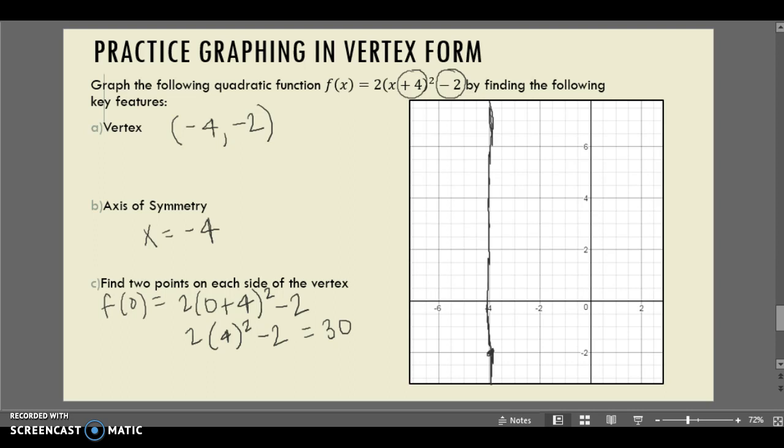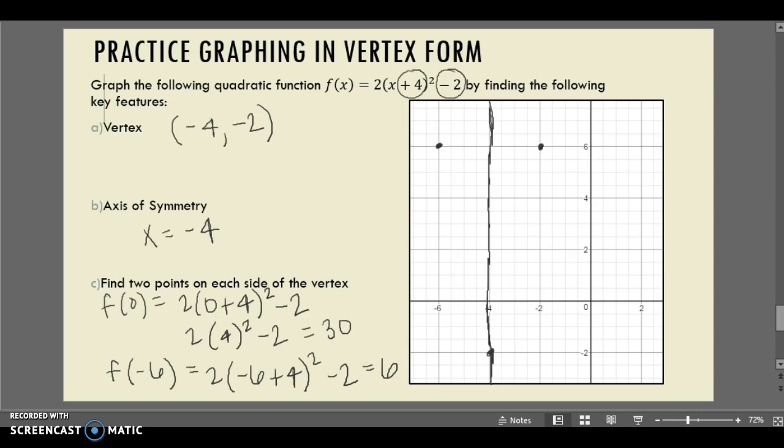Let's plug in negative 6 and see what happens when we have negative 6. So 2 times negative 6 plus 4 squared minus 2. Negative 6 plus 4 is negative 2. Negative 2 squared is a positive 4. 4 times 2 is 8. 8 minus 2 is 6. So at negative 6, we have 6. And then since we have our axis of symmetry acts like a mirror, we know there's another point there.